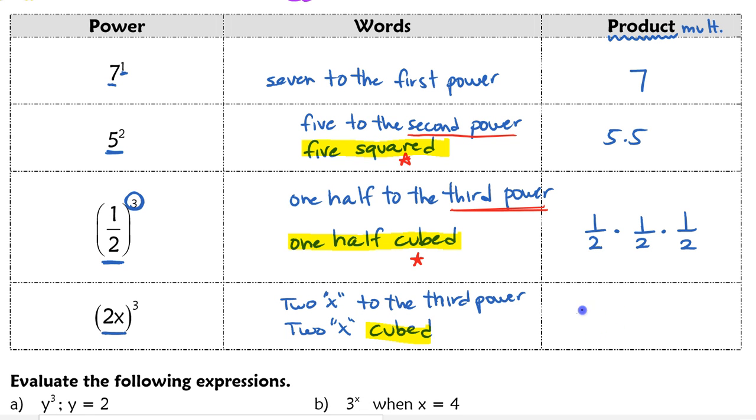Now, when we see this written as repeated multiplication, or as the product, when we write this product, we want to make sure that we take 2x, that whole base, and we show that the whole thing is being multiplied. So a lot of times students will incorrectly write this as just the x is getting cubed, but actually it's the 2 and the x that are both going to be repeated multiplication.